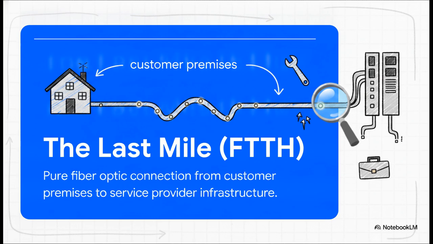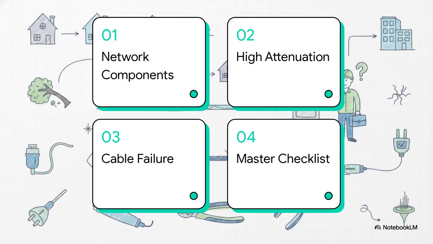And as a field technician, this specific layer is where you're going to be solving the most critical, and honestly, sometimes the most frustrating field issues you'll face today. Here's our game plan for today's explainer. We'll quickly trace the core network components, tackle two major roadblocks, high optical attenuation and total drop cable failure, and then wrap up with a master checklist that you can take right into the field.